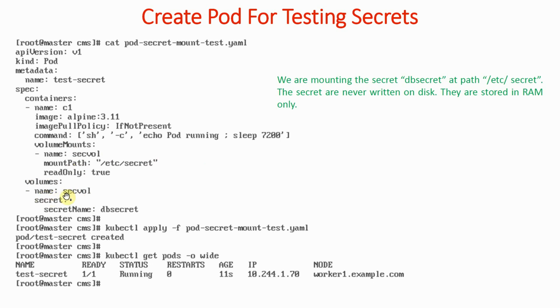So in our case again we have said sec-volume, and which secret it is going to use. In our case the secret name is dbsecret. So this volume will contain dbsecret, and this will get mounted on this directory. So let us create this pod.